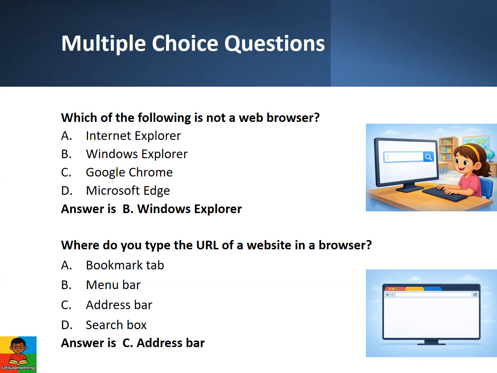Here are the next questions. Question 7. Which of the following is not a web browser? A. Internet Explorer. B. Windows Explorer. C. Google Chrome. D. Microsoft Edge. The correct answer is B. Windows Explorer. Question 8. Where do you type the URL of a website in a browser? A. Bookmark tab. B. Menu bar. C. Address bar. D. Search box. The correct answer is C. Address bar.